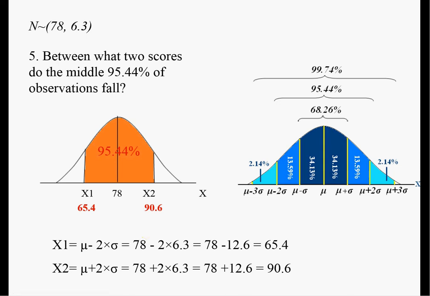Okay. So based upon this percentage as a clue, we figure out that x1 must be 2 standard deviations below the mean, x2 must be 2 standard deviations above the mean. Then we follow through this calculation to obtain the actual values of x1 and x2.